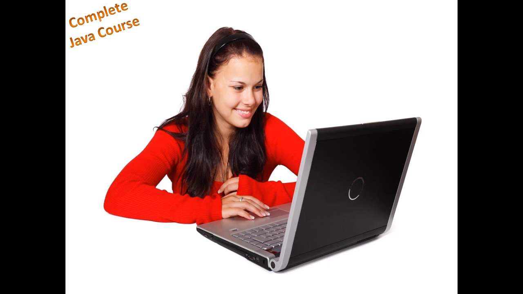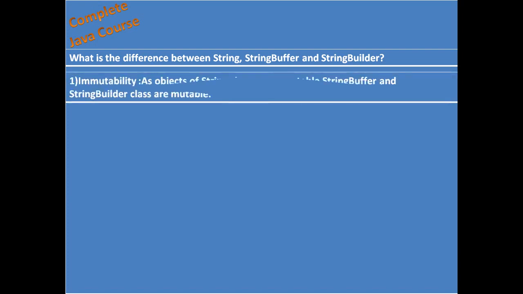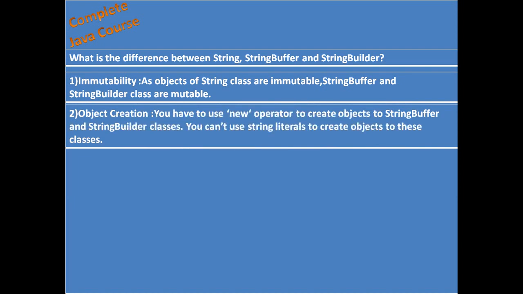In today's video lecture, we are going to learn the difference between String, StringBuffer and StringBuilder class. Number one, immutability. Objects of the String class are immutable, whereas StringBuffer and StringBuilder are mutable classes. Number two, object creation. You have to use the new operator to create objects of StringBuffer and StringBuilder classes. You cannot use string literals to create objects of these classes.